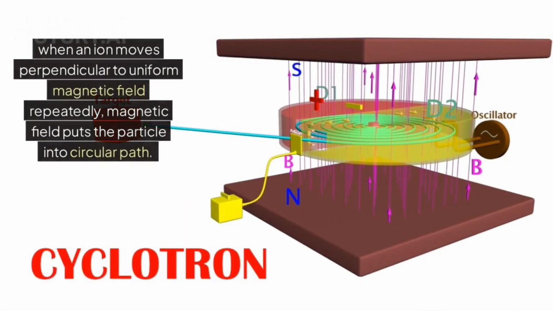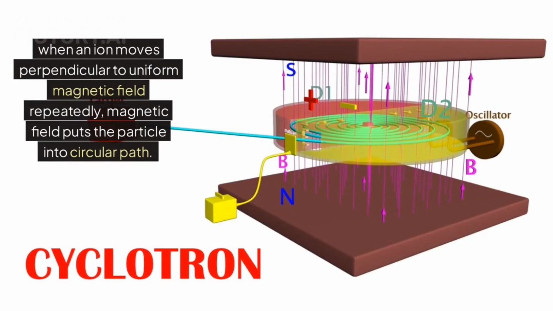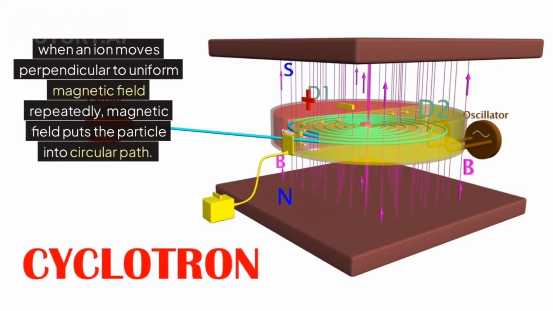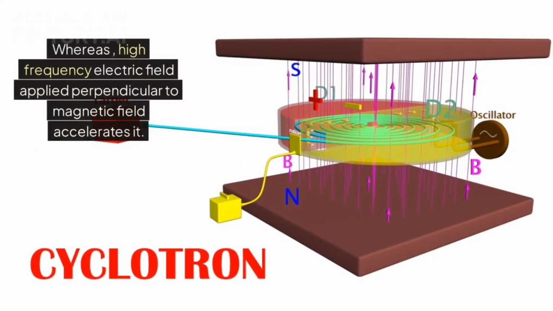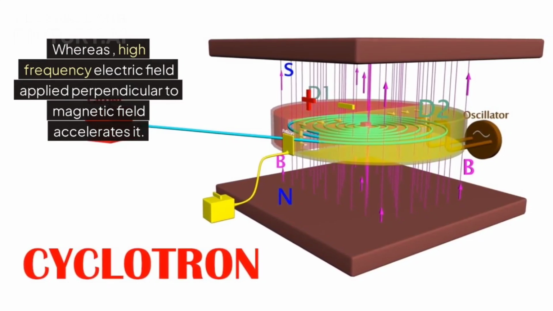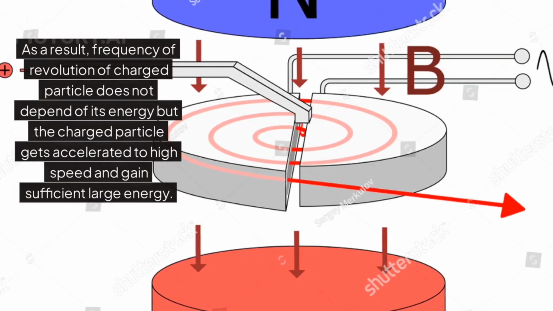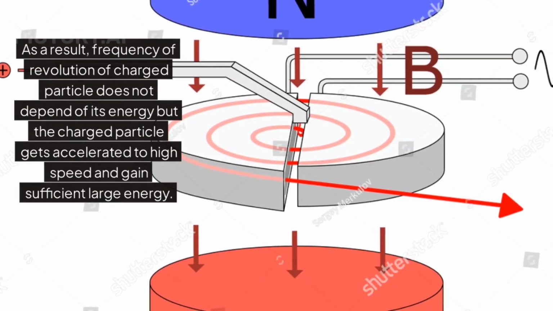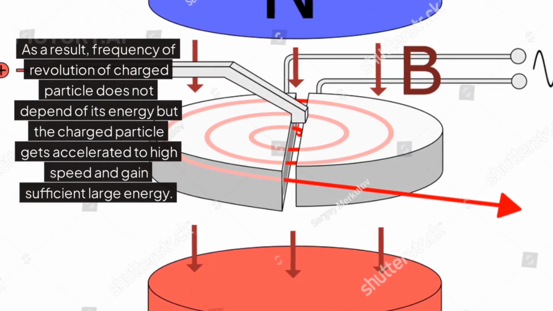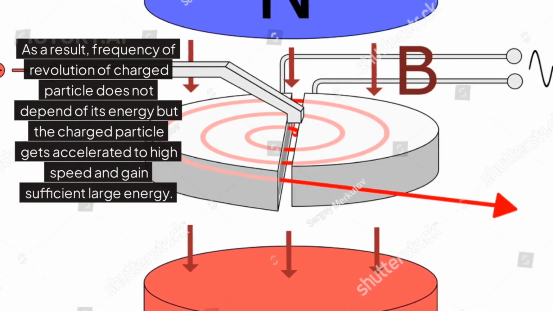Principle: when an ion moves perpendicular to a uniform magnetic field repeatedly, the magnetic field puts the particle into a circular path, whereas a high-frequency electric field applied perpendicular to the magnetic field accelerates it. As a result, the frequency of revolution of the charged particle does not depend on its energy, but the charged particle gets accelerated to high speed and gains sufficiently large energy.